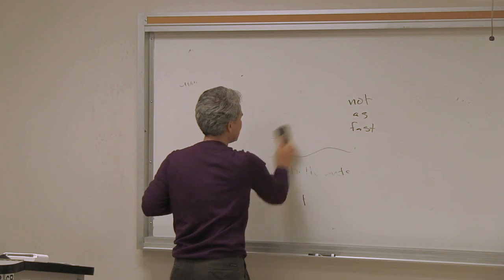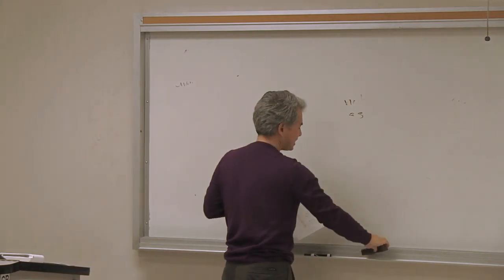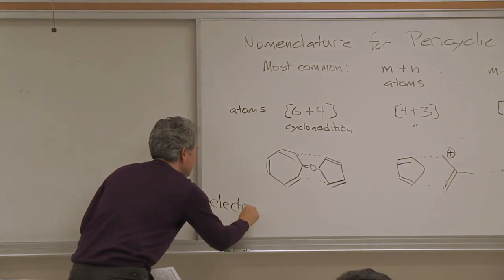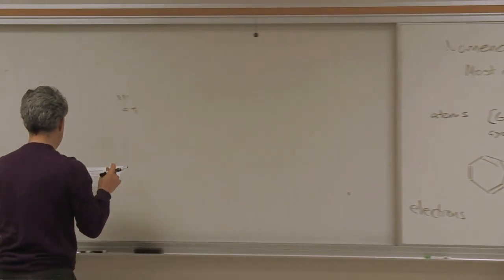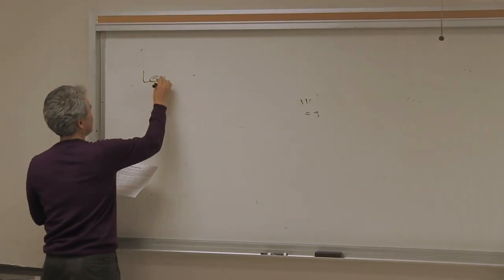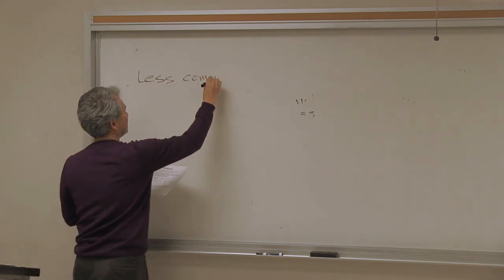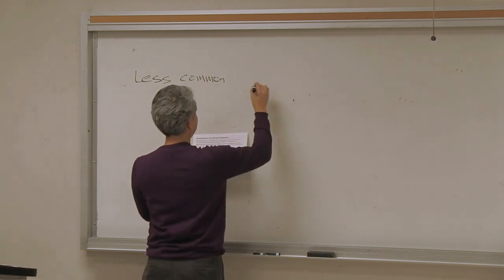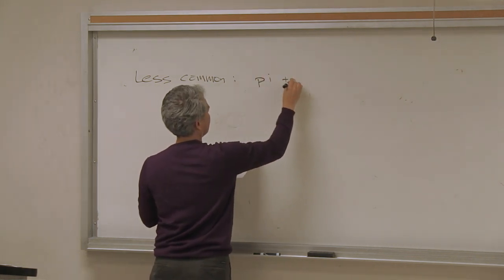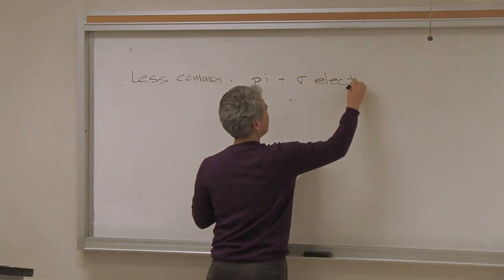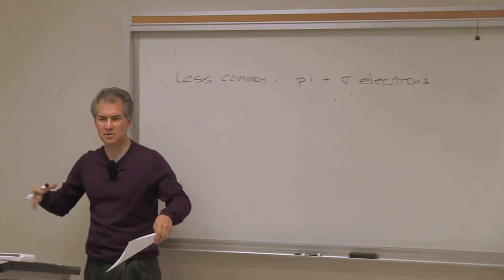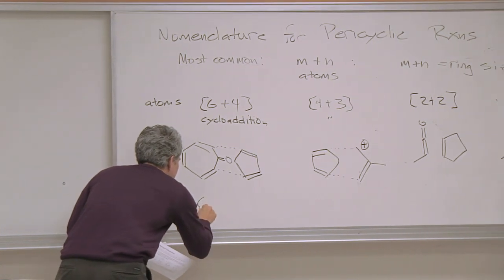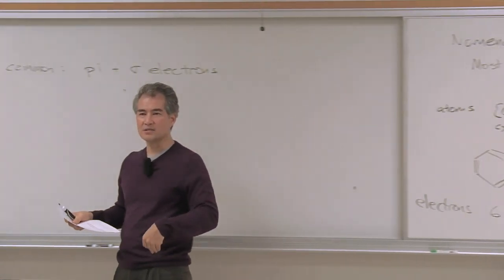nomenclature that's used that describes the pi electrons. So instead of atoms, actually let me try to put it here. There's another type of nomenclature that describes electrons. So let me try to give some sort of a description of the less common nomenclature. So a less common nomenclature makes some attempt to break each interaction down into a description of the pi electrons based on Huckel theory.